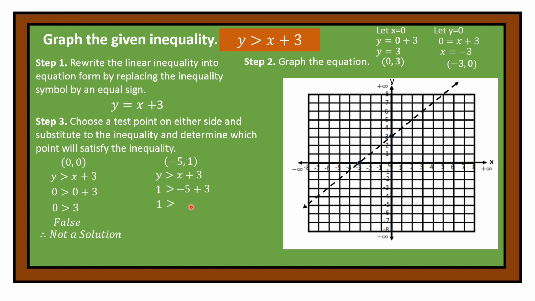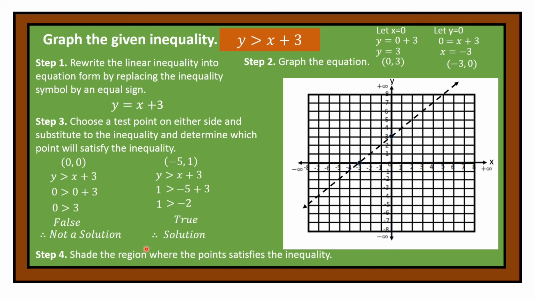So, let us solve. We have here 1 is greater than negative 5 plus 3. So, magkaiba ng sign, kaya isusubtract natin. And then, we're going to copy the sign of the bigger number. Kaya, ang sagot ay negative 2. So, 1 is greater than negative 2. That is true. So, alam naman natin that positive values is greater than negative. So, it means that negative 5, 1 is a solution.